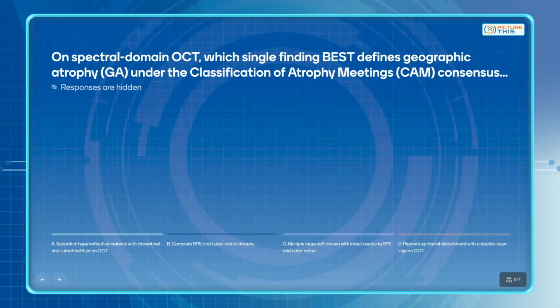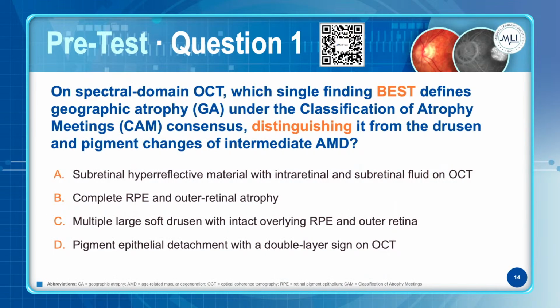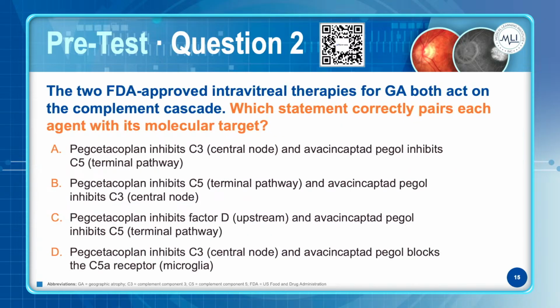We can make it quicker if you want so that we keep going to the content. Alrighty. So we'll show you pre-test and post-test at the end. So question 2, the 2 FDA approved intravitreal therapies for GA both act on the complement cascade. Which statement correctly pairs each agent with its molecular target? Hopefully you all know this, but please go ahead and answer.